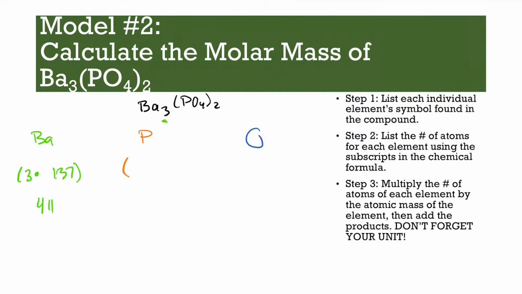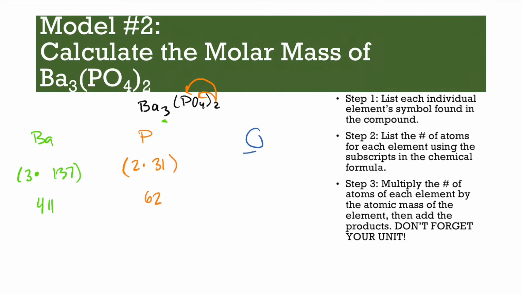We're not done. Gotta look at P. So we have 2 P's in our formula. Remember, this little 2 goes to both of them. So 2 P's. Look at the periodic table to the nearest whole number. P is 31. So 2 times 31 is 62. And then 62 grams of the total compound is phosphorus.